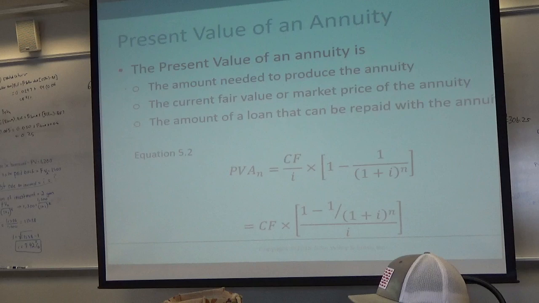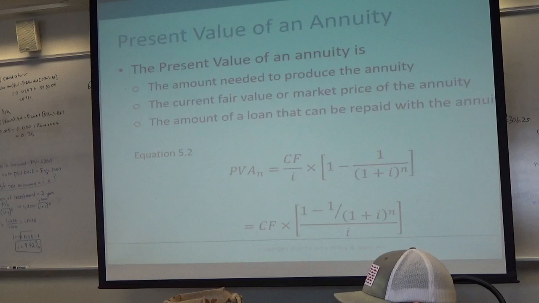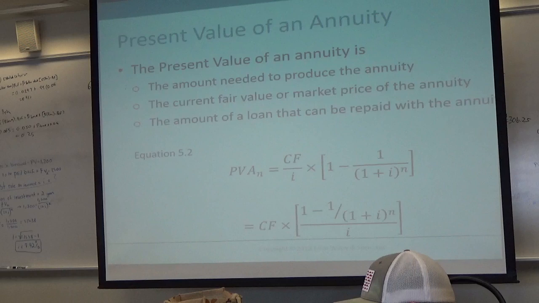So present value of an annuity. Present value of an annuity is the amount needed to produce it, the current fair value or market price of the annuity, and the amount of a loan that can be repaid with it. The equation is shown here. Present value of the annuity equals cash flow over the interest rate times 1 minus 1 over 1 plus interest to the nth power, which is time.